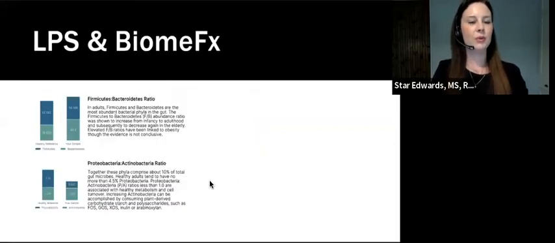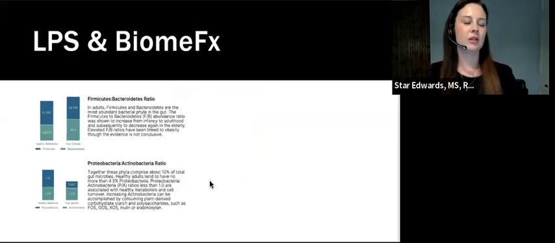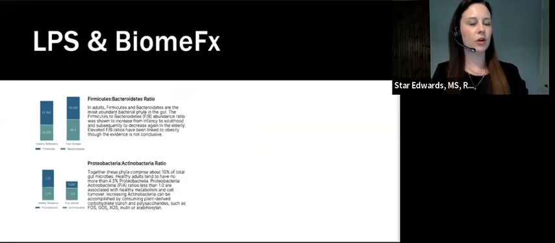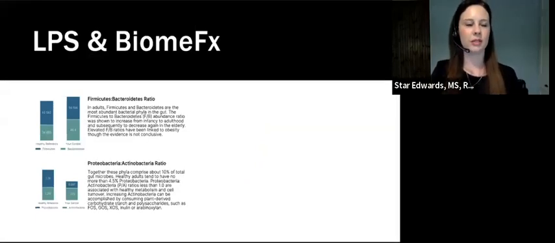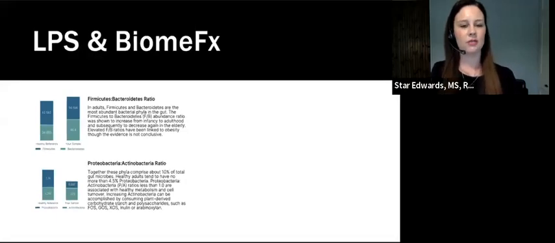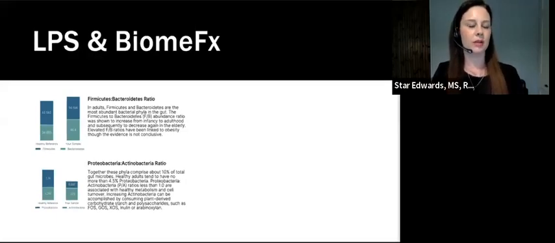This is what we look for on BiomeFx if we're looking for LPS. We don't measure LPS directly, but what we are looking at is gram-negative bacteria that contain LPS. So if you have large amounts of those gram-negative bacteria, then you're going to have a lot of LPS. This is on the dysbiosis ratio section. These are the 4 predominant phyla in a healthy person: Firmicutes, Bacteroidetes, Proteobacteria, and Actinobacteria. If you've got an imbalance in these ratios, again, if it's high or low, that could mean more inflammation.